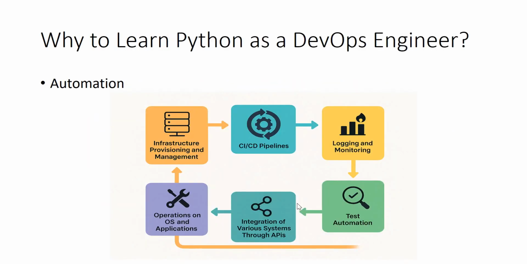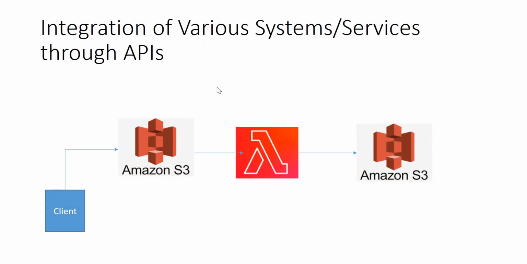We can also use Python scripts for the integration of various systems or services through the APIs provided by corresponding systems and services. So here I am showing an example in AWS, but this can be applicable for various services or systems in general. As an example, we can use Python scripts for writing Lambda functions in AWS, which integrate various other services. This is an example of generating thumbnails for the images uploaded to S3.